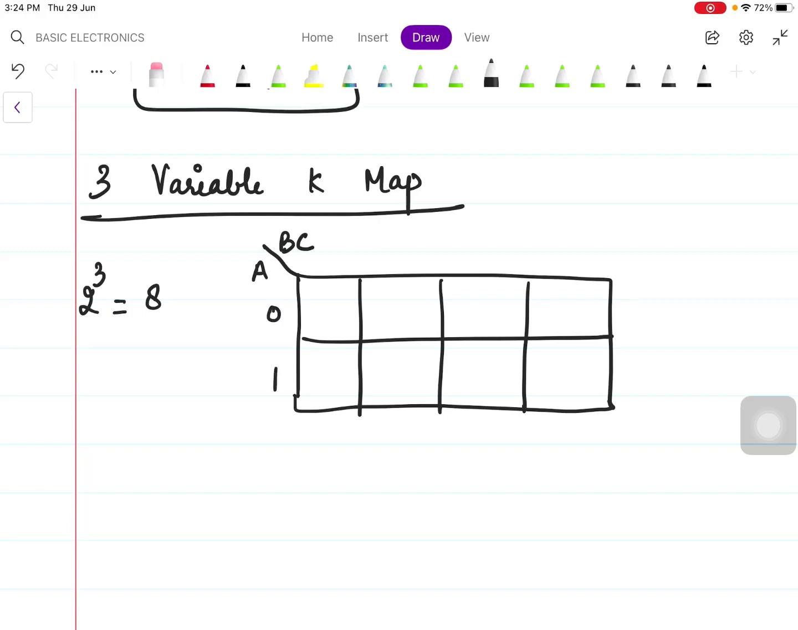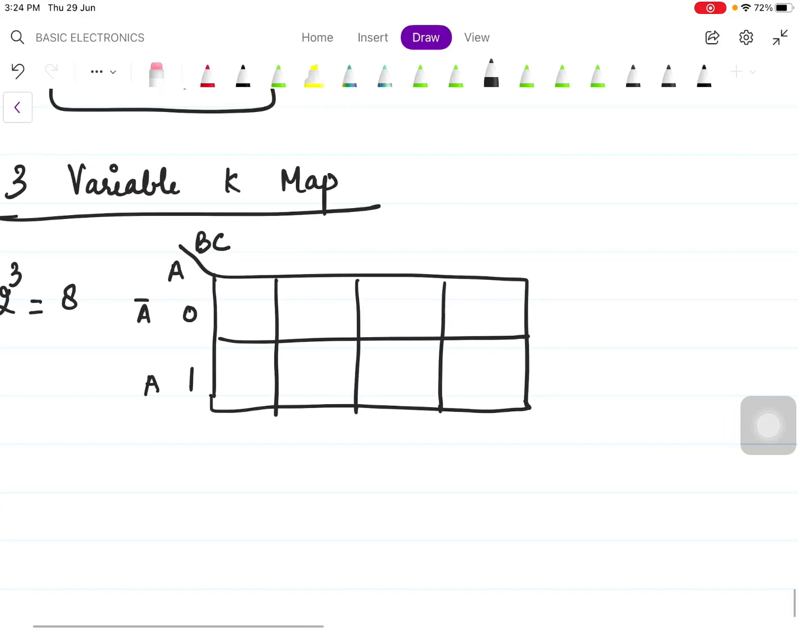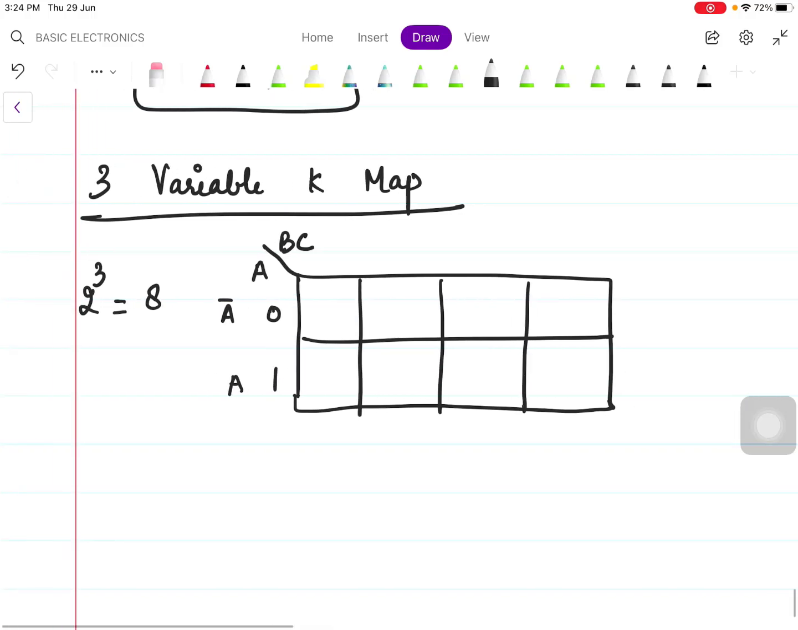Now this is A bar A, that is the same, or you can say 0 1. And for here the combination will be the same as you make in the truth table, 0 0, 0 1, but 1 0 will be by leaving one column, and 1 1 again coming back to it.